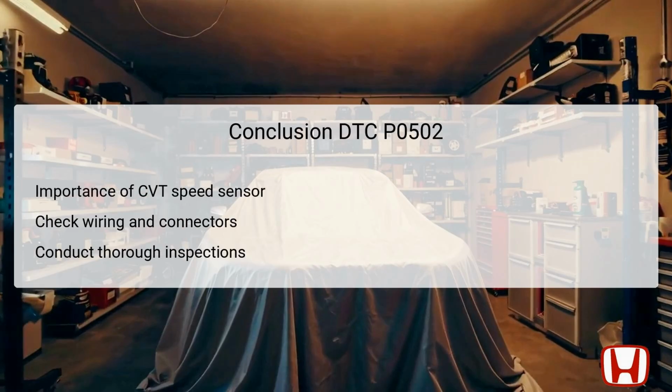In summary, DTC P0502 highlights the significance of the CVT speed sensor in modern Honda vehicles as it plays an integral role in maintaining optimal transmission performance. A malfunction can lead to various performance issues, including erratic shifting and reduced drivability. Therefore, it is crucial to conduct thorough inspections of the wiring and connectors to ensure the integrity of the signal being transmitted to the TCM.